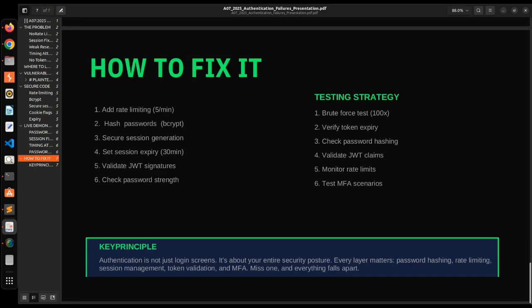If you want to practice, I have the interactive lab link in the description or comment section below. Actually hands on with vulnerable code and secure code side by side. You will see the difference instantly.